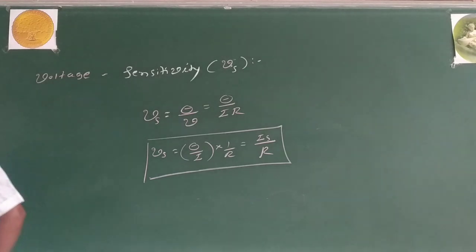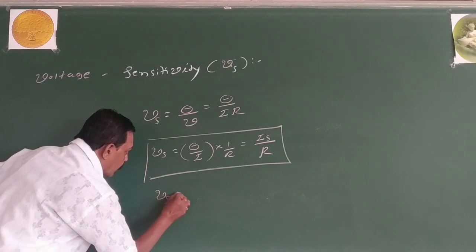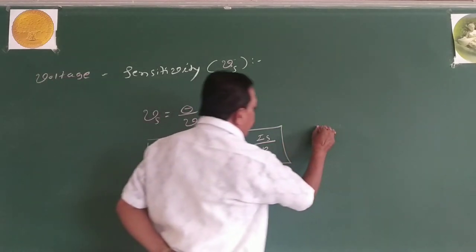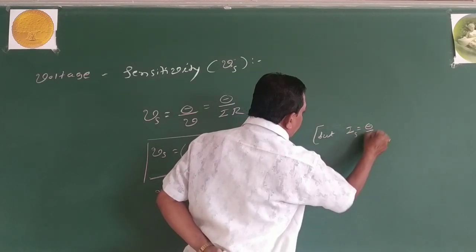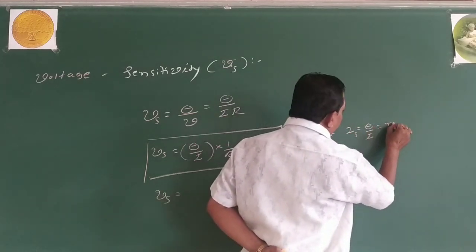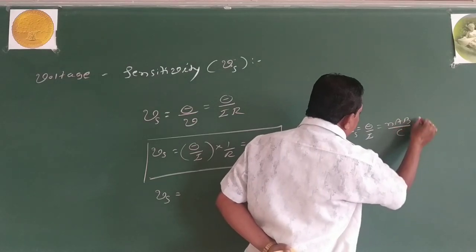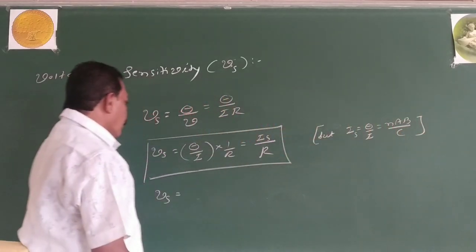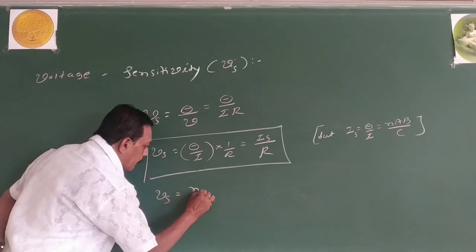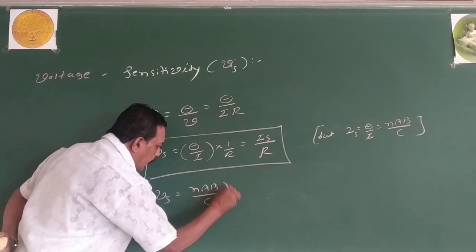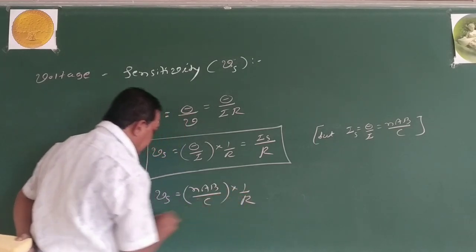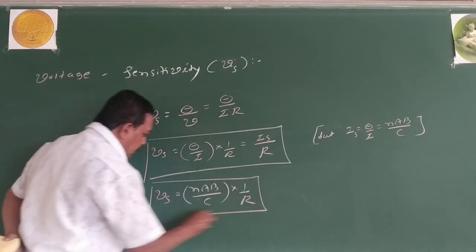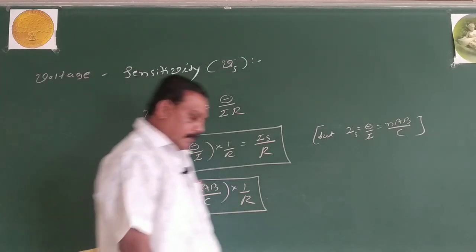IS divided by R. If I want to write the equation, what is IS? IS equals theta by I, which is equal to NAB by C. Already I have done it. So NAB by C is nothing but IS into 1 by R. This is our voltage sensitivity.